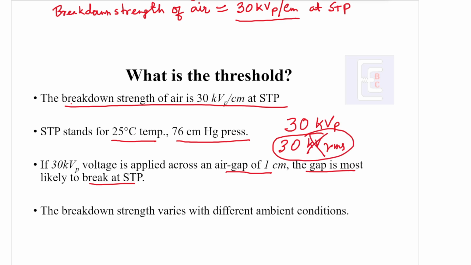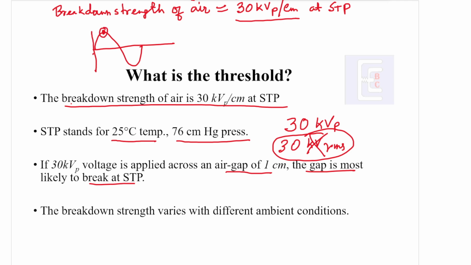Now, why is it peak, not RMS? The reason being, I already told you that corona is a totally probabilistic phenomenon. The success of that event is totally dependent on the initially available excited electrons. Now, if the input voltage follows a sinusoid curve, this is the peak value.